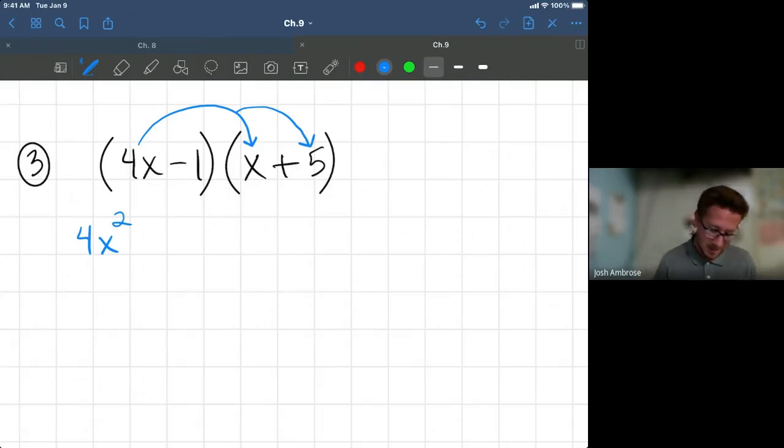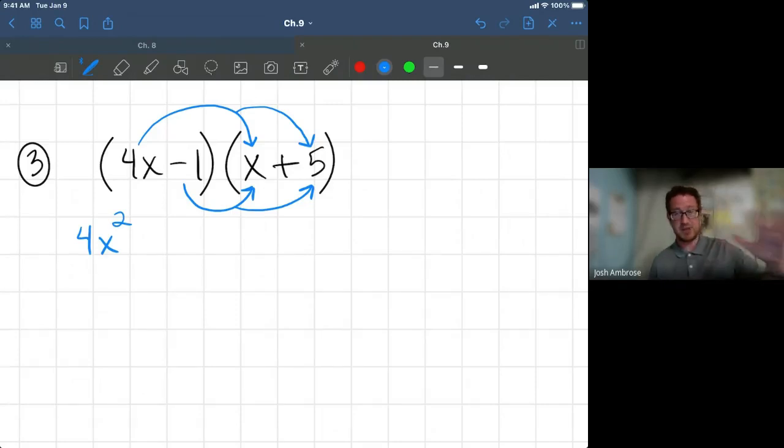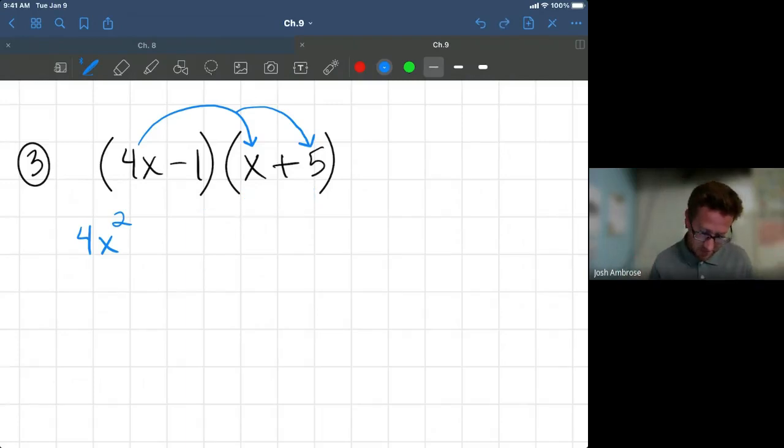Okay, then we're going to have -1 multiplied by x and -1 multiplied by 5. -1 times, oh, and I'm sorry, I just skipped a step. 4x times 5. I jumped ahead, didn't I? In fact, let's just go backwards a bit. So 4x still needs to be multiplied by 5, giving us a positive 20x.